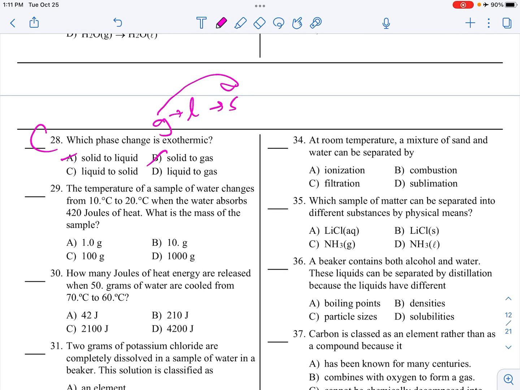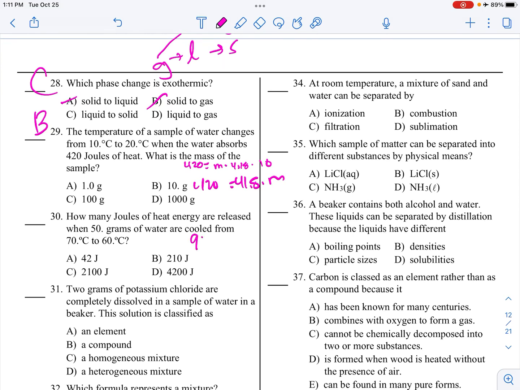Another one of these, Q equals mC delta T, we're looking for mass. 420 equals mass times, now specific heat of water is on the front of the reference table, 4.18, times T final minus T initial, which is 10. So 4.18 times 10, 41.8 times m equals 420. So 420 divided by 41.8 gives me 10.